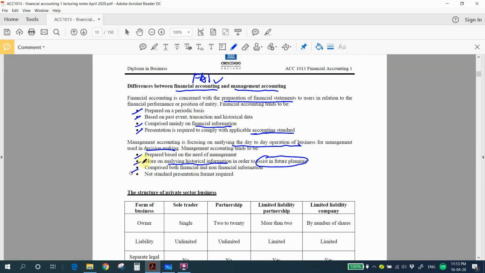Next, it comprises both financial and non-financial information. For example, in management accounting, this is not only focused on how much profit or loss you make on the business. They will talk about what the efficiency is, what percentage you use of the asset or whatever. And next, no standard presentation format is required. And in this subject, we are focusing on financial accounting. And the management accounting, you will cover with another lecturer.